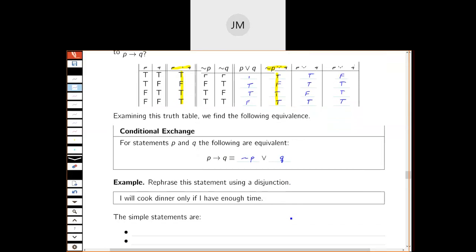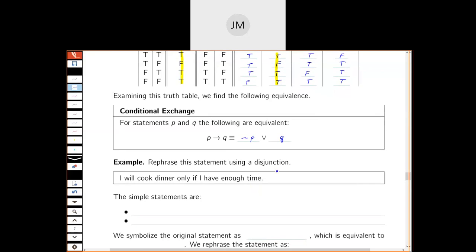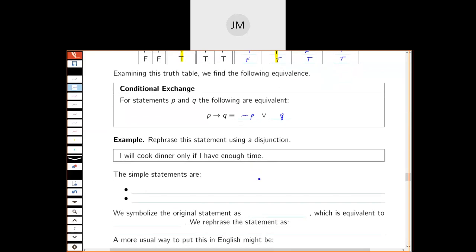Let's look at some English sentences. So let's look at this if then statement. I will cook dinner only if I have enough time. We're going to rephrase this as a disjunction or statement. Okay. So let's look at our simple statements. First statement, I will cook dinner. Okay. Our next statement, I have enough time.